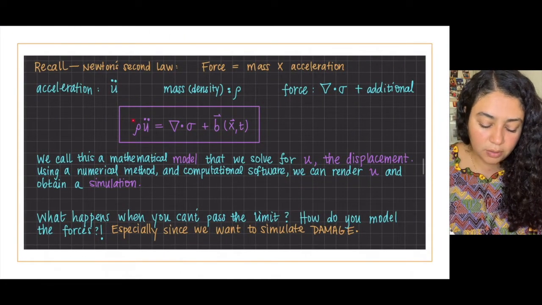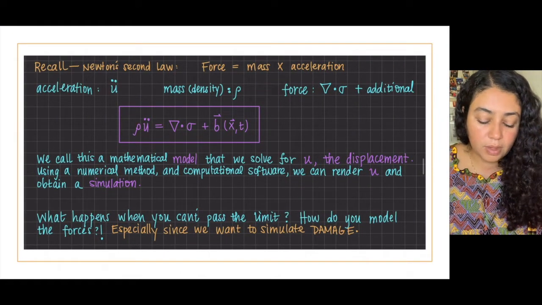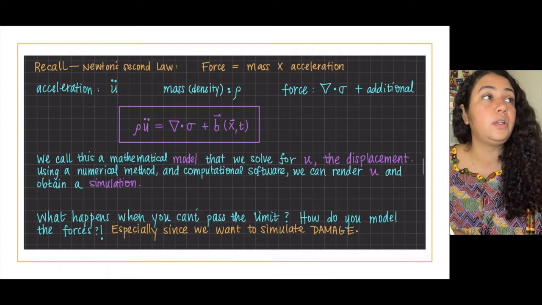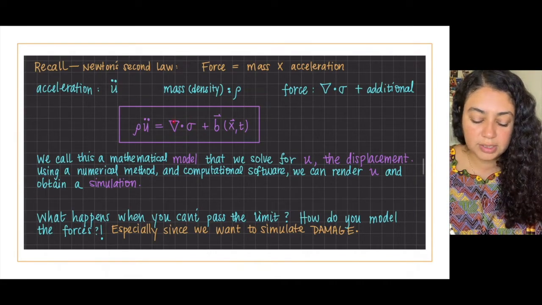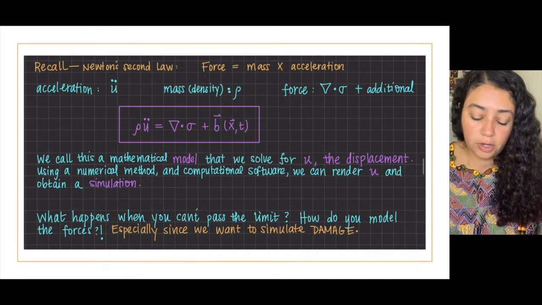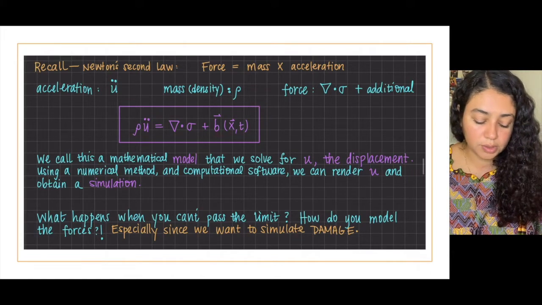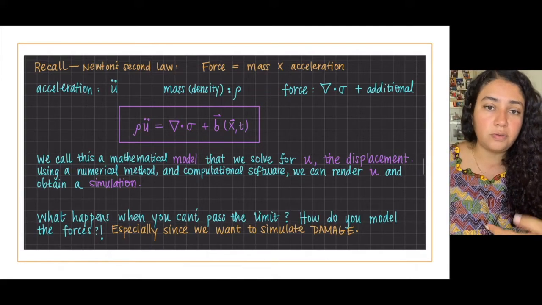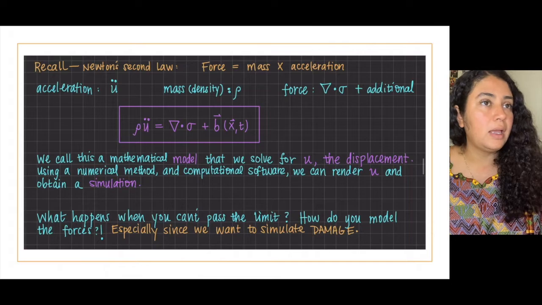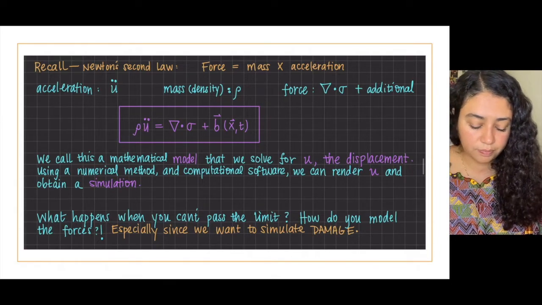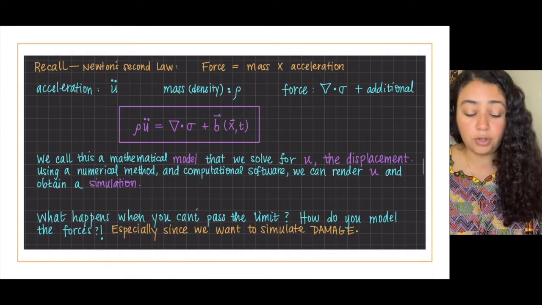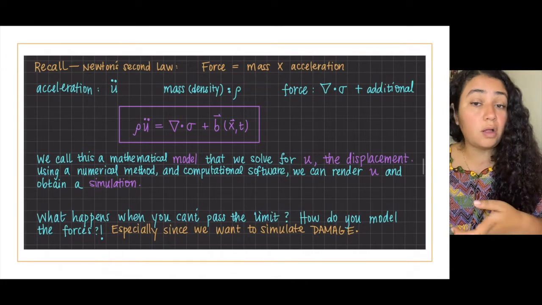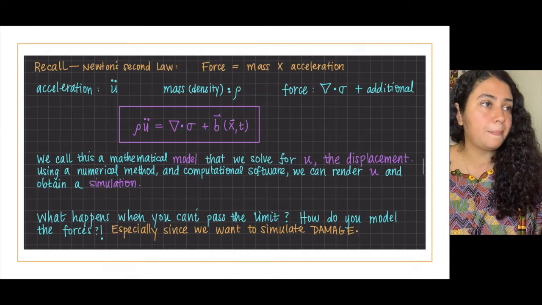You might introduce a mass or mass density function. You have the acceleration coming from the second derivative of the displacement. You have the forces causing those small configurations and any additional external force. And this is one way to arrive at a mathematical model that when you solve, you obtain the displacement u. You can maybe do this numerically and render u so that you obtain a simulation for how that initial configuration will evolve according to the forces acting on it.